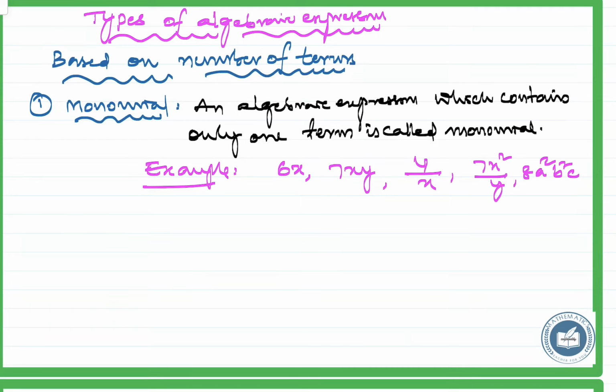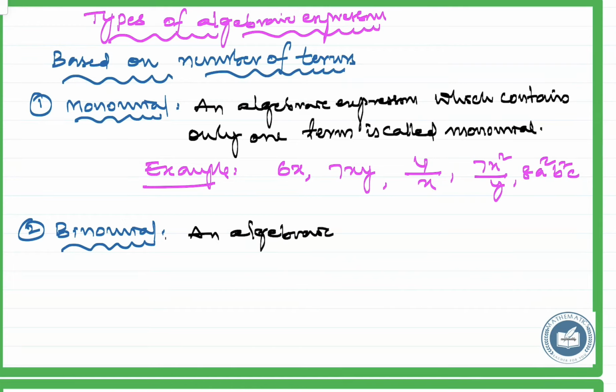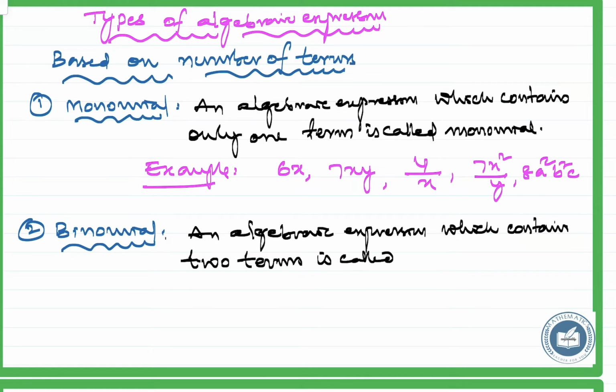Next, second one is the binomial. An algebraic expression which contains two terms is called a binomial.